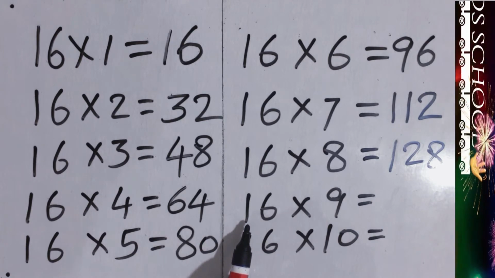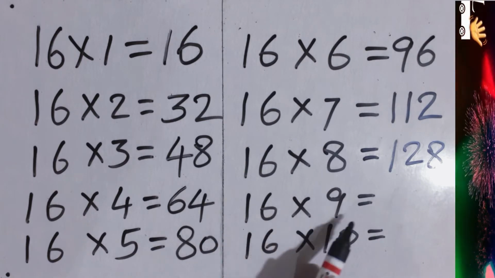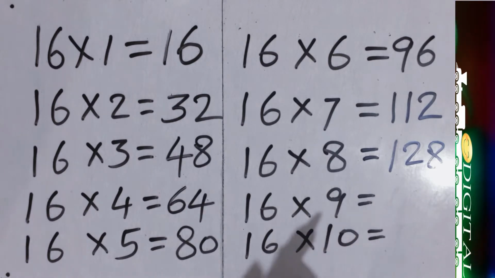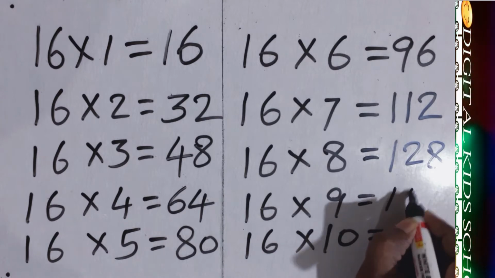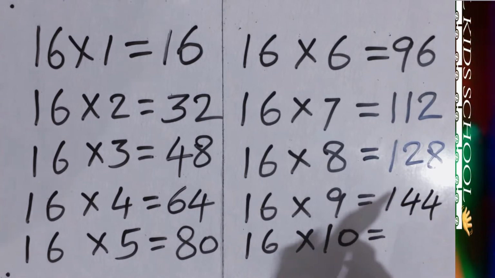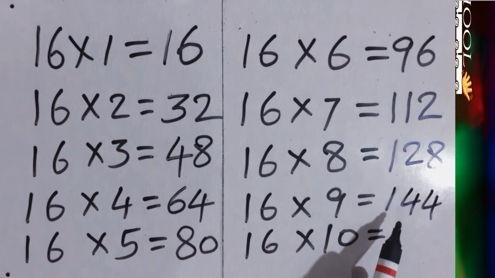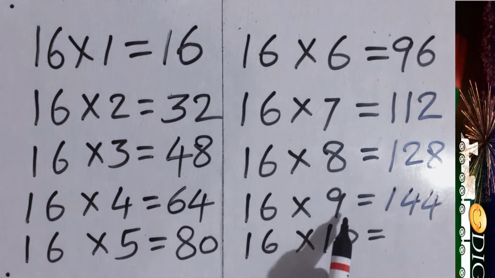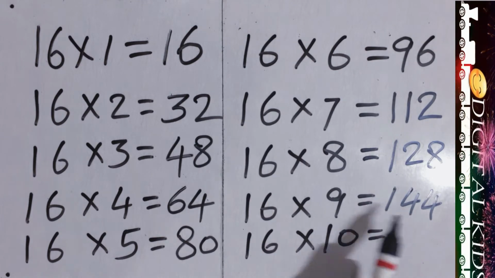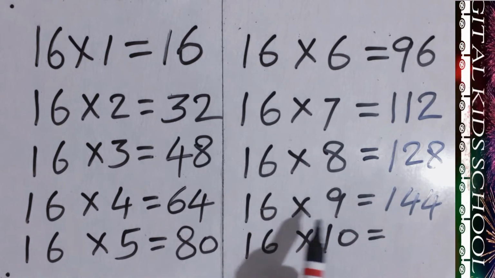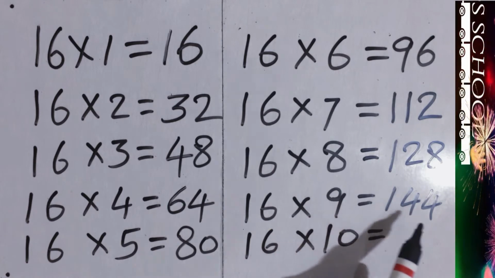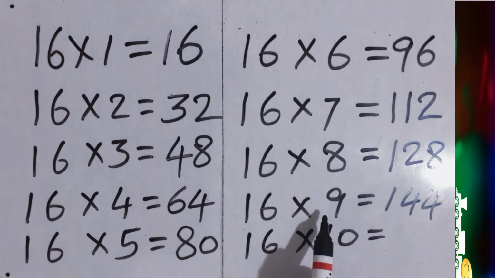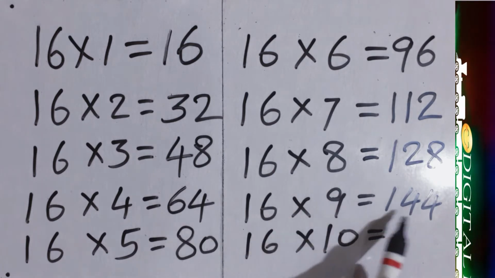Now tell me the answer. What is 16 into 9? Write the answer here. 16 into 9 is equal to 144. 16 9 is 144. 16 multiplied by 9 is equal to 144. 9 times 16 is 144.